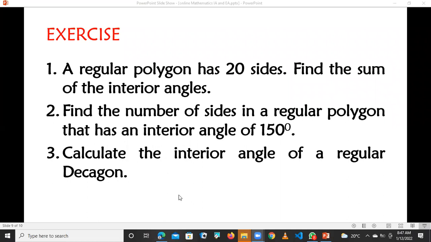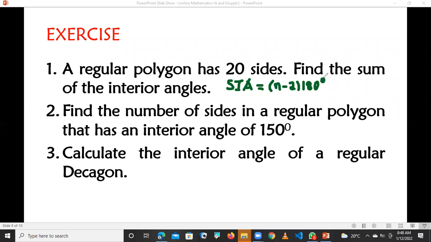Okay, I'll give you the formula. I wanted you to give me the formula. So the formula for sum of interior angles will say SIA is equal to open brackets N minus 2 close brackets multiply by 180 degrees. This is the formula to use there.